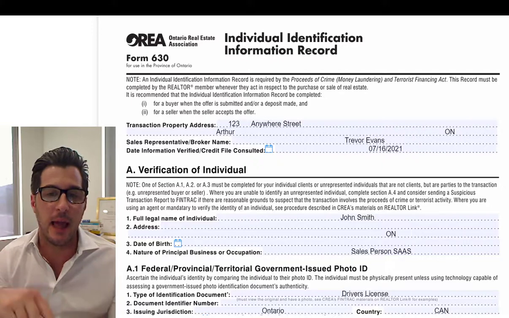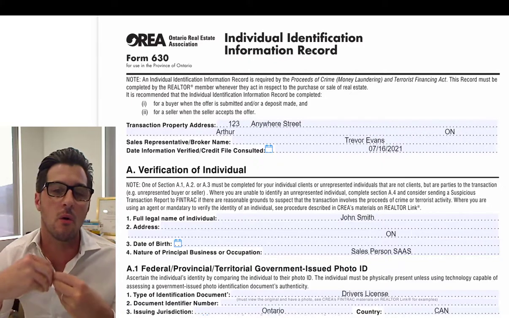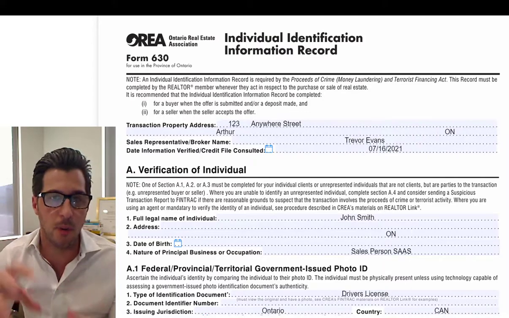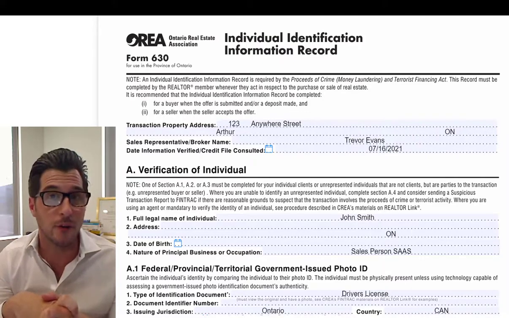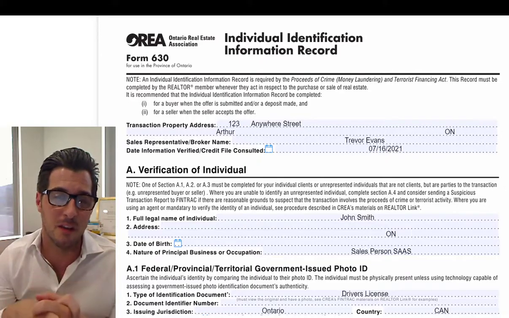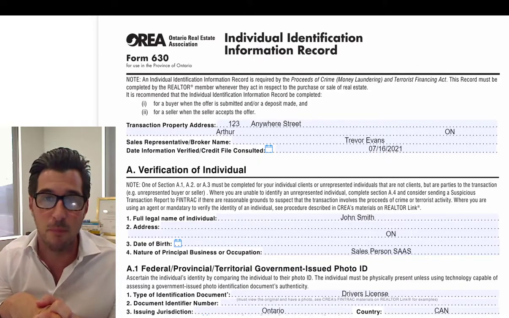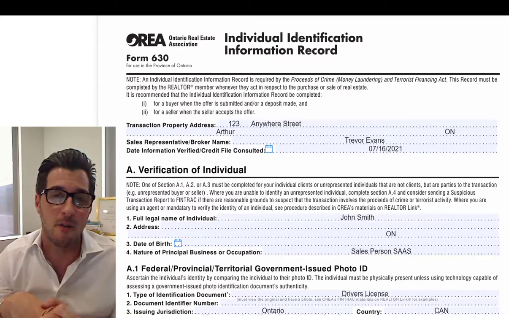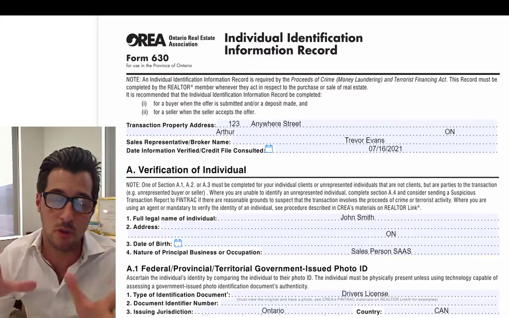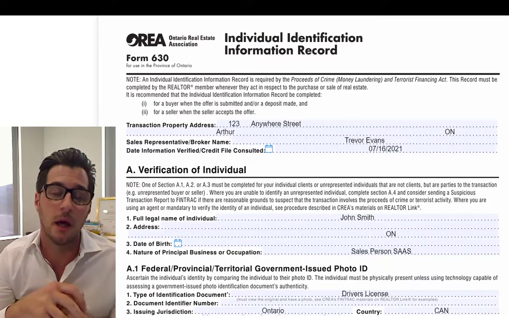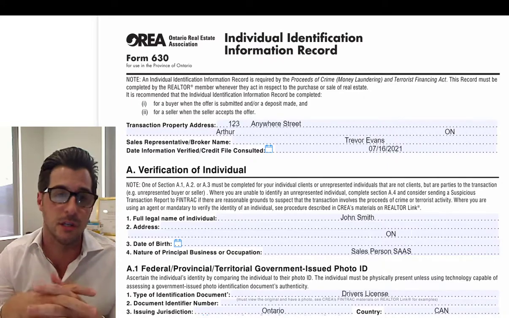This is a big one. The "and or" clearly suggests that if you are making a deposit, if that person is depositing funds, you are required to do Form 630, the individual identification information record. And why I'm pointing this out, this was a question many of you had with regards to deposits for tenants that are putting down money to rent. You are required to actually fill this out for tenants making a deposit of funds to that listing brokerage. It clearly states it here.